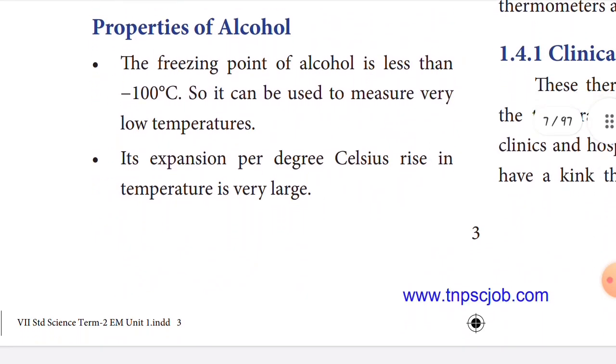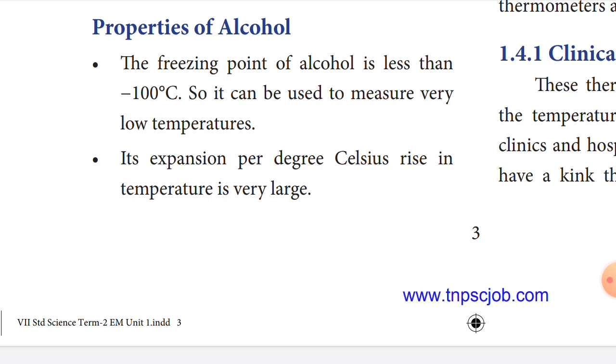And the next important one, properties of alcohol. The freezing point of alcohol is less than minus 100 degrees Celsius, children, okay. So it can be used to measure very low temperatures. That is, we are using the alcohol thermometer, okay. And this type of thermometer is called alcohol. We are using the liquid state.